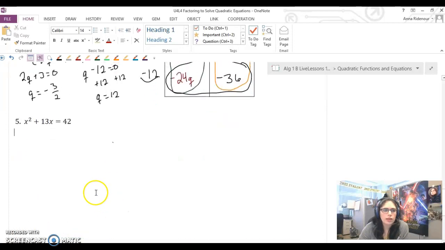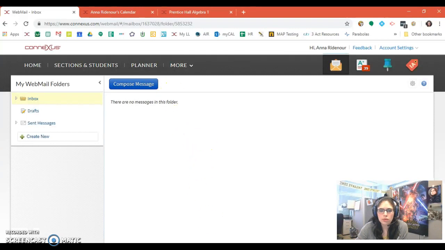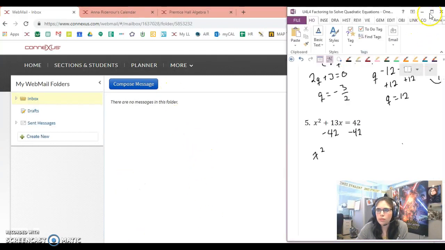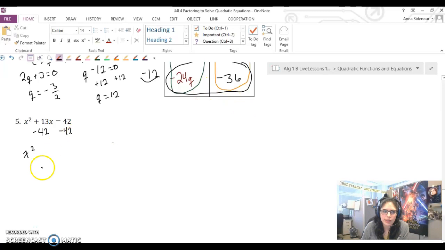All right, now this one is a little bit tricky because it's not equal to 0. So what we have to do is subtract 42 from both sides. And that way it's going to be equal to 0 because the whole point is looking to see what factors are going to be equal to 0. So x squared plus 13x minus 42 is equal to 0. That's the format that we want.